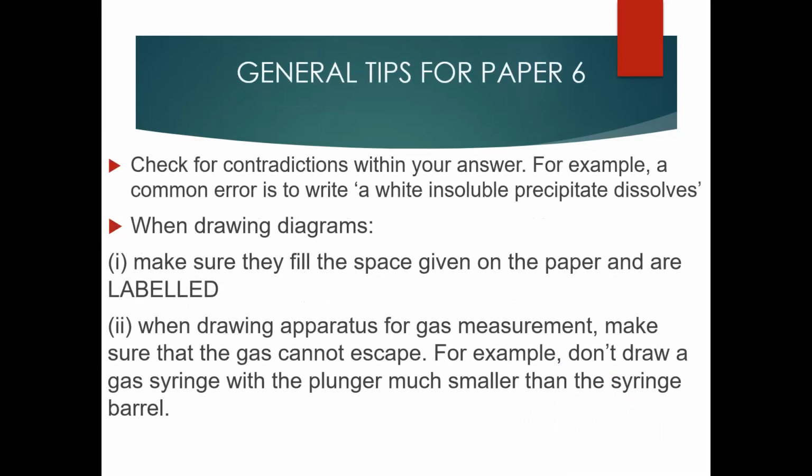Some general tips for answering paper 6. Check for contradictions within your answer. For example, a common error is to write that a white insoluble precipitate dissolves when the question is about testing for ions. When drawing diagrams, make sure they fill the space given on the paper and are labeled. When drawing apparatus for gas measurement, make sure that the gas cannot escape. For example, don't draw a gas syringe with the plunger much smaller than the syringe.